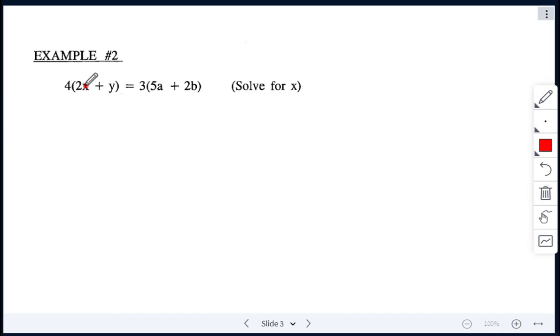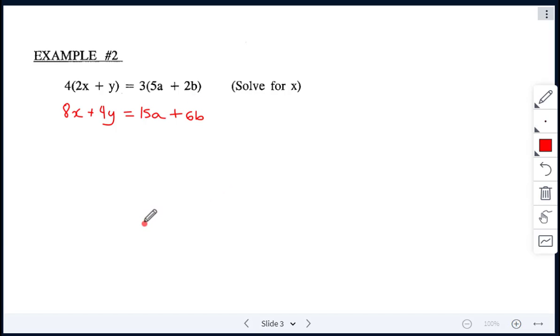So 4 times 2x gives me 8x, and 4 times the y gives me 4y. But remember, it's a plus 4y. All right, that equals... we're going to multiply the 3 to the 5a, which is 15a. 3 times 5a is 15a. And then plus 3 times 2b, which gives me 6b.